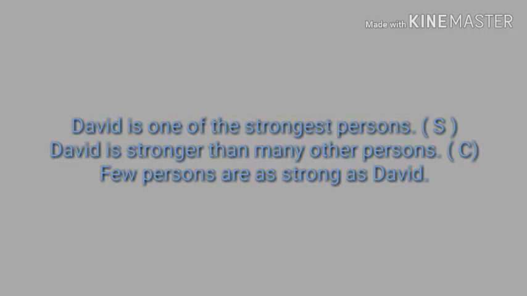How to change that superlative degree into comparative and positive degrees? David is stronger than many other persons. In place of many, we can use even most also. And what is the positive degree of it? Few persons or very few persons are as strong as David. That is the positive form of it.